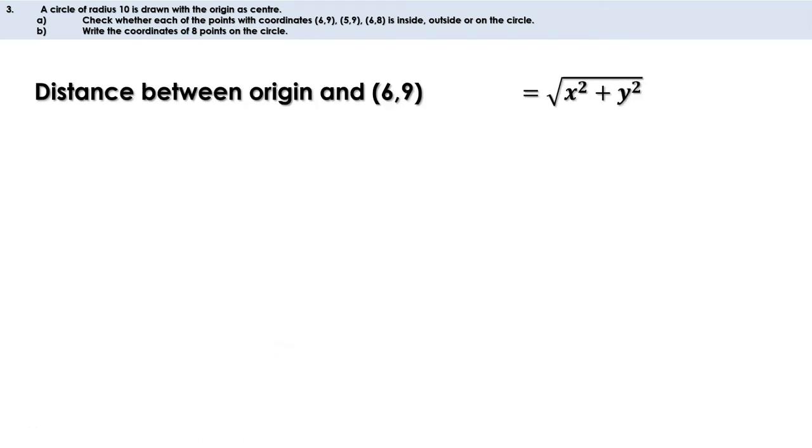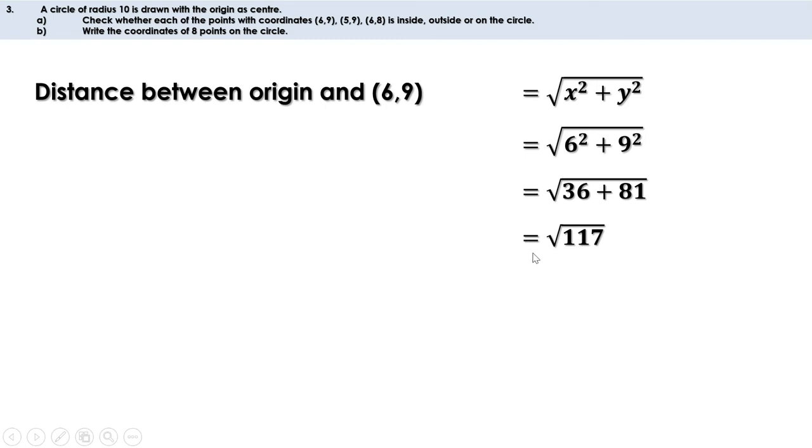Therefore, the distance between the origin and (6, 9) is root of x square plus y square, or root of 6 square plus 9 square. 6 square is 36 and 9 square is 81. So this can be written as root of 36 plus 81. 36 plus 81 is 117. So this is equal to root 117.